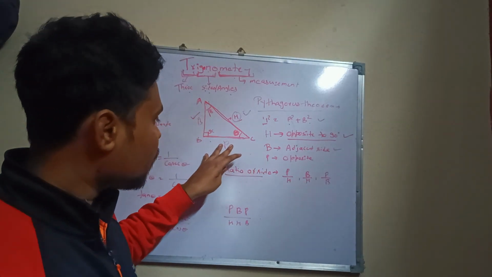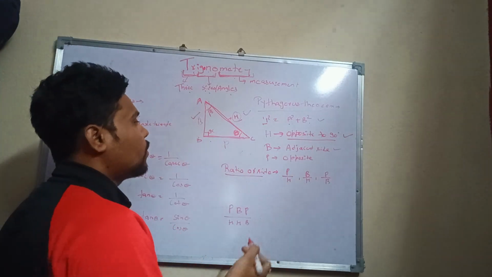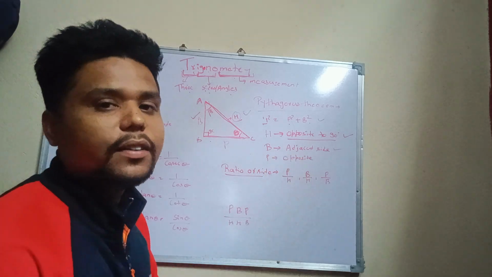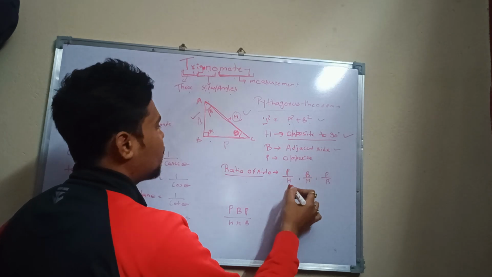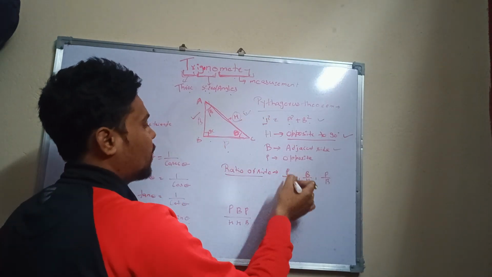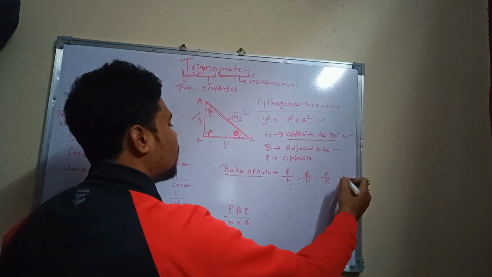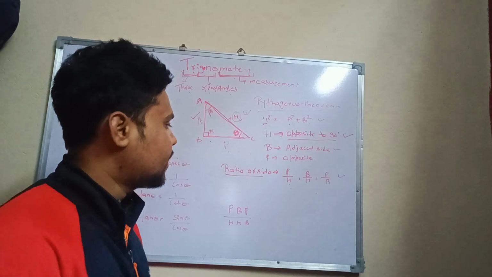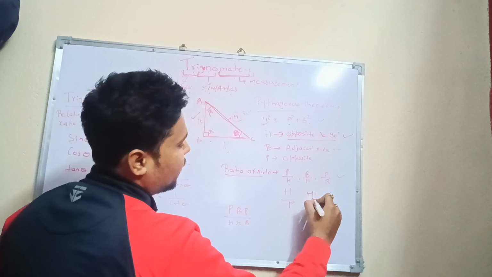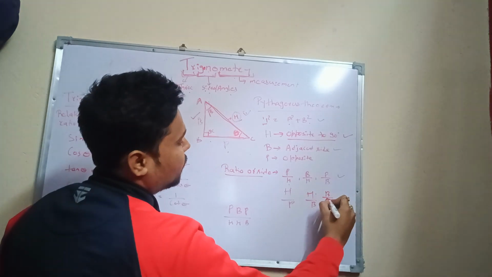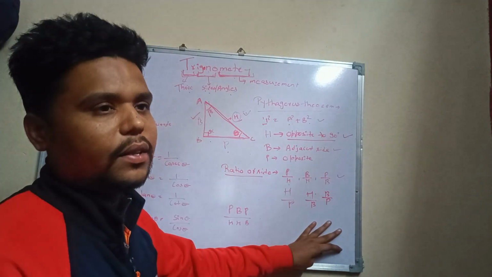Now what is the ratio of sides? When we take the ratio of sides of a right angle triangle, we call it a ratio of sides. So we can say perpendicular upon hypotenuse, base upon hypotenuse, and perpendicular upon base, these are all ratios of sides. We can say it the other way around as well: hypotenuse upon perpendicular, hypotenuse upon base, and base upon perpendicular. These are the ratios of the sides.